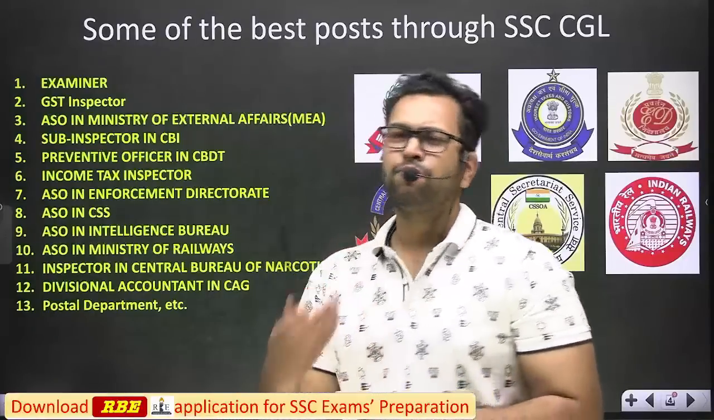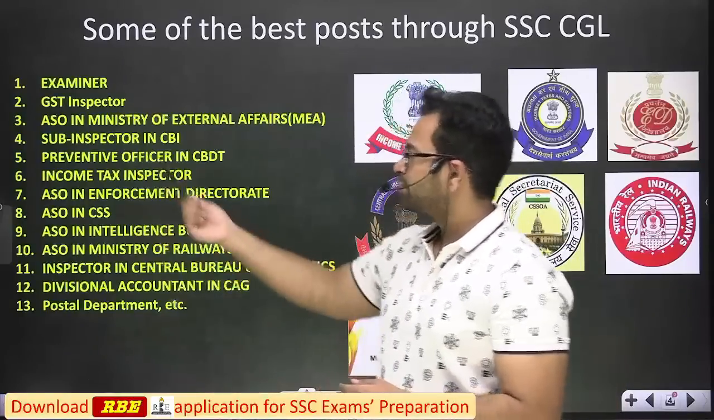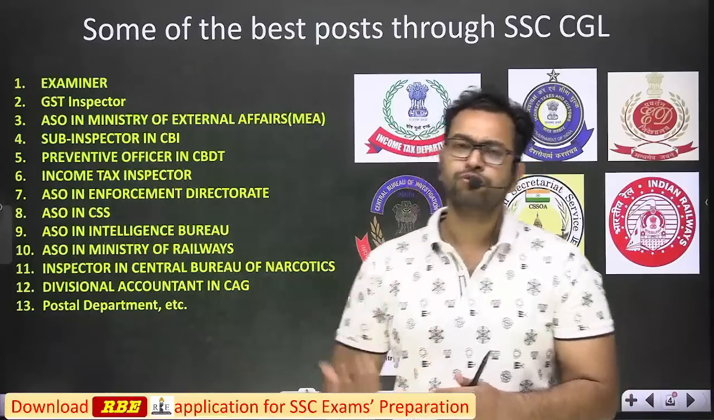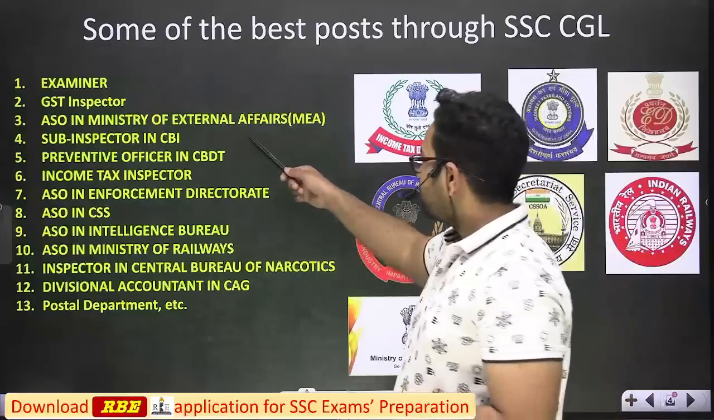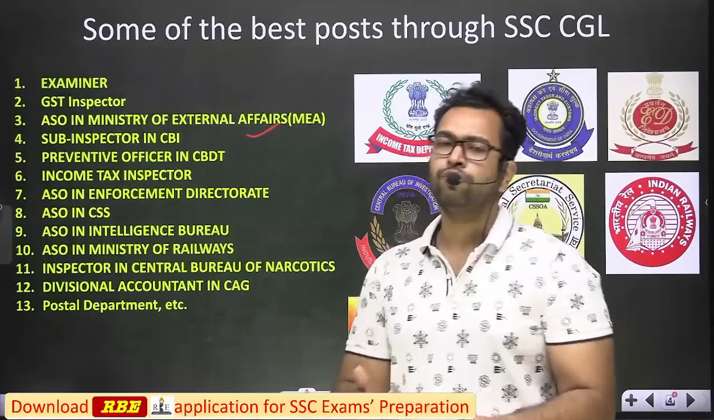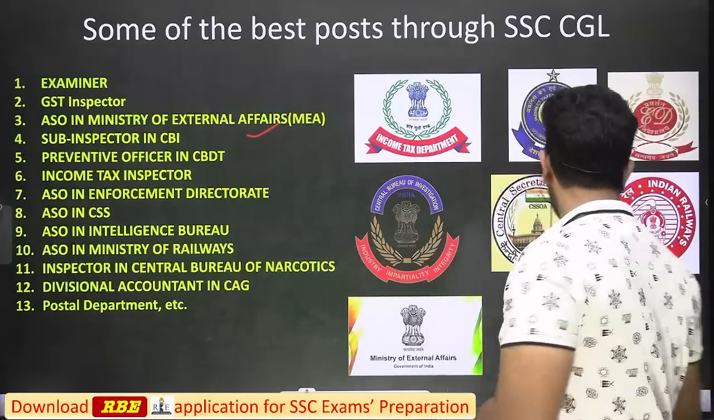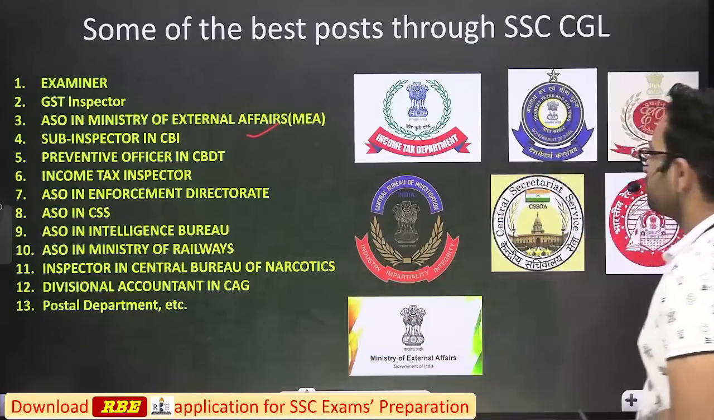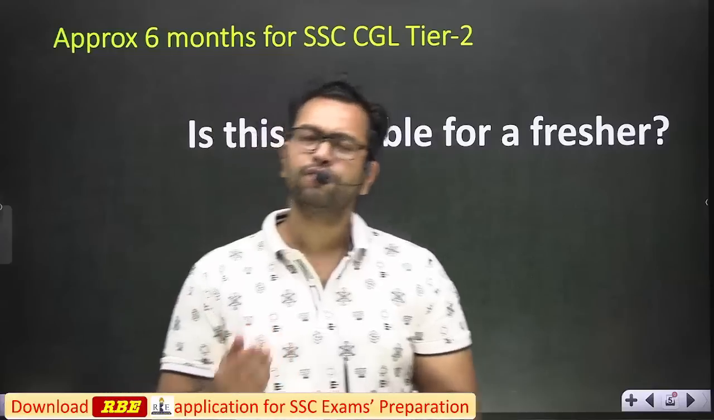There are many posts through the SSC CGL examination, around 38 to 40 posts. Some of the best posts I have written over here. Just go through the work profiles of the job posts and select a post that you actually want to work on. When you make your goal specific, it becomes easy to follow the path that is required to reach that destination. So just choose a post and prepare according to that post. Is it possible for a fresher to cover the SSC CGL examination in 3 months or 6 months? The answer is yes. Now SSC CGL tier 1 is qualifying in nature.